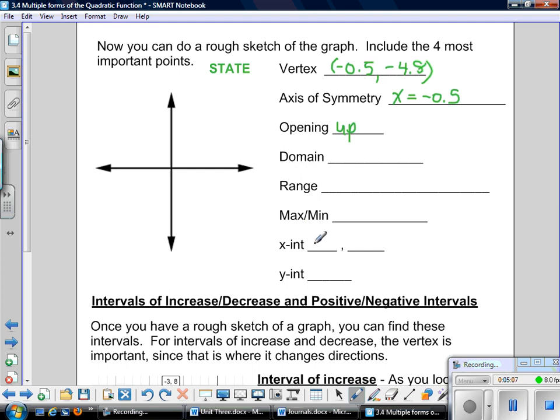The same with this. We know our x-intercepts are approximately 0.8 and negative 1.8. And to find the y-intercept, the same thing, we would take our y equals 3x squared plus 3x minus 4. And when we do that, the x terms become 0, so it's going to be negative 4. So we'll fill these out in a second. So our vertex is approximately negative 0.5, negative 4.8.